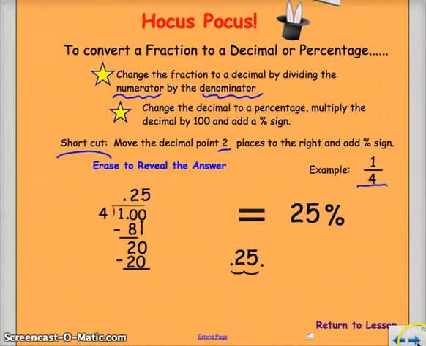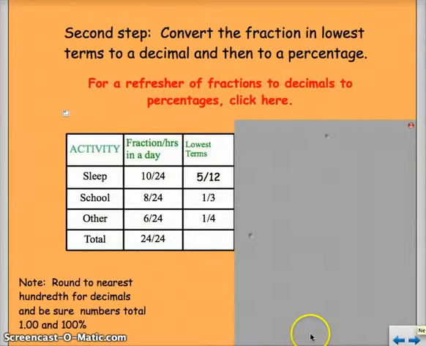And you see, in this case, the fraction 1/4, the denominator 4 was the divisor, the numerator 1, we add a decimal point and 2 zeros. Through long division, we get a quotient of 0.25. To change 0.25 to a percentage, we move the decimal 2 places to the right and add a percent sign. Voila, we have 25%. Now let's go back to our lesson.